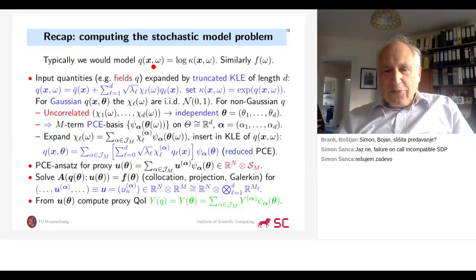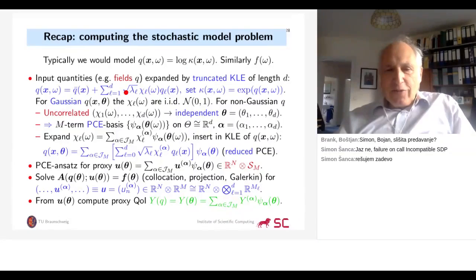So now this is a random field. How do I start? I expand this in a truncated KLE of length D. So this is the KLE expansion. This is the mean, and this is the KLE expansion of this random field, the log of kappa. It has eigenvalues here and eigenfunctions here, and these eigenvalues are again ordered by decreasing size. So I stop at size D. This is how many random variables I would need. This is how many xi lambdas I have.